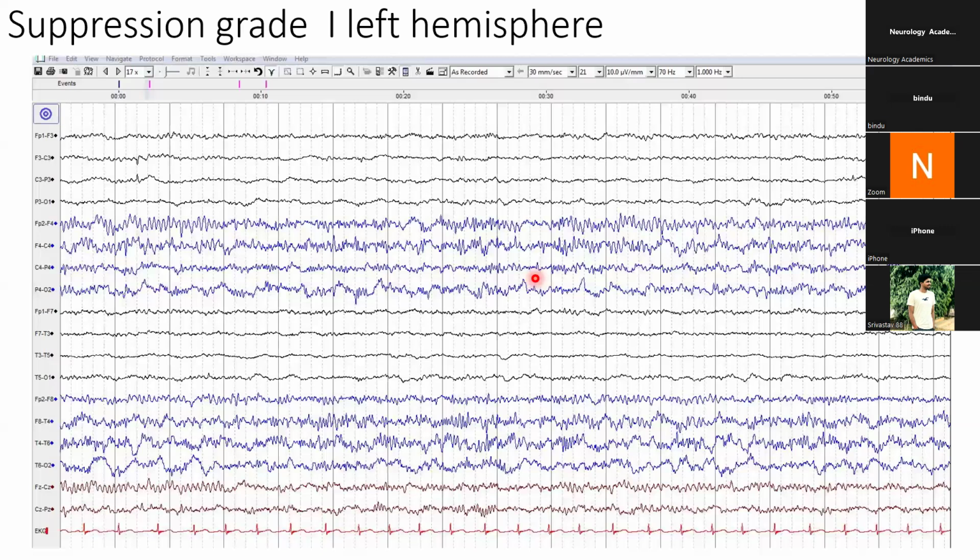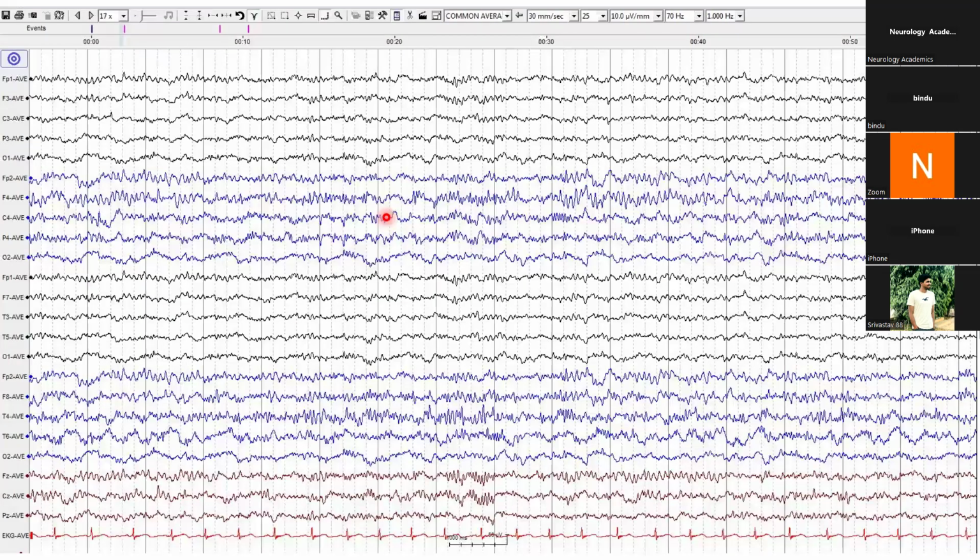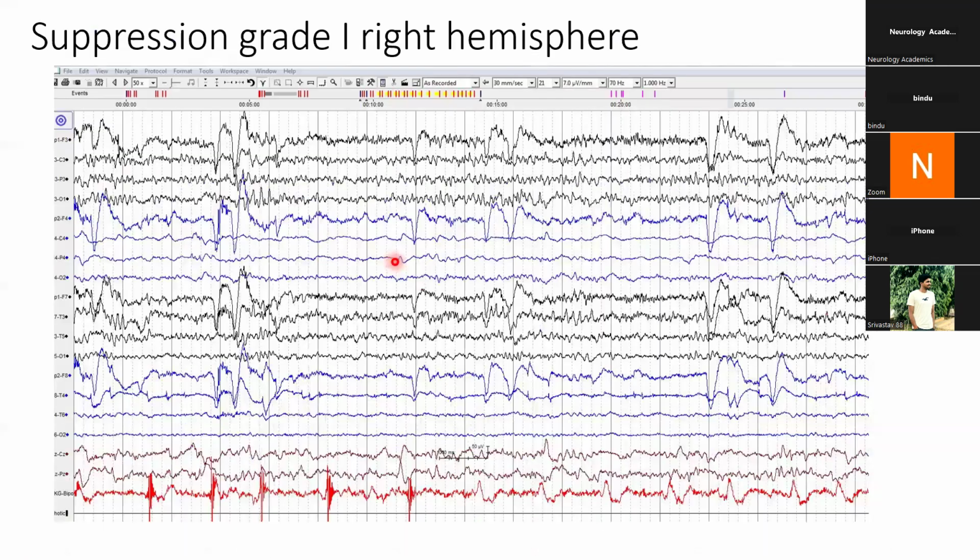Here, compared to the right side, we see a reduced amplitude on the left side. So this is a suppression, that is grade 1 in the left hemisphere. Same we can see in the common average also. Compared to the right side, there is a reduced amplitude on the left side. Here also we can see there is a reduced amplitude in the right hemisphere compared to the left hemisphere. So this is suppression grade 1. So this is again very complicated.